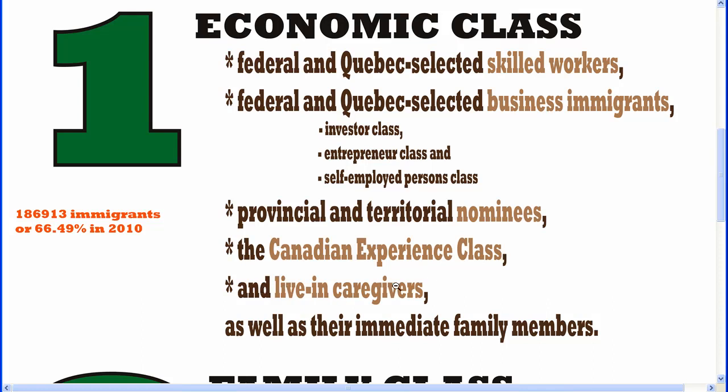Live-in caregivers are those foreign nationals who come to Canada on a valid work permit to provide live-in caregiver services to children, elderly or disabled people, and after 2 years they can also apply for permanent resident status. So this is the major category. Most of the immigrants fall into one of these categories.